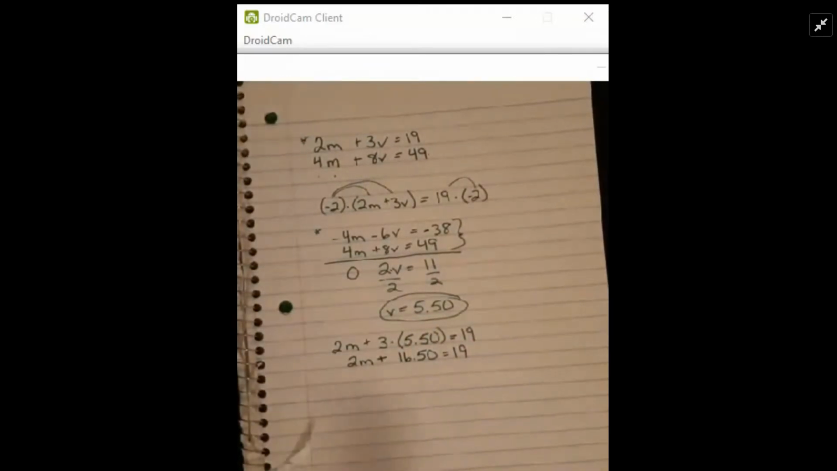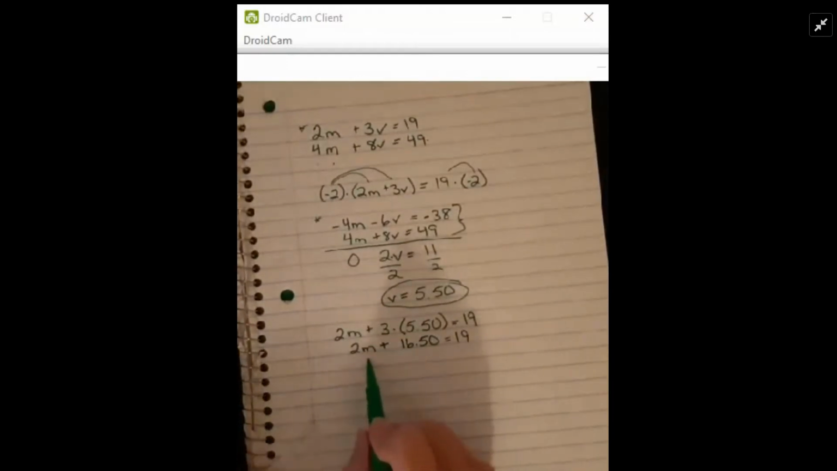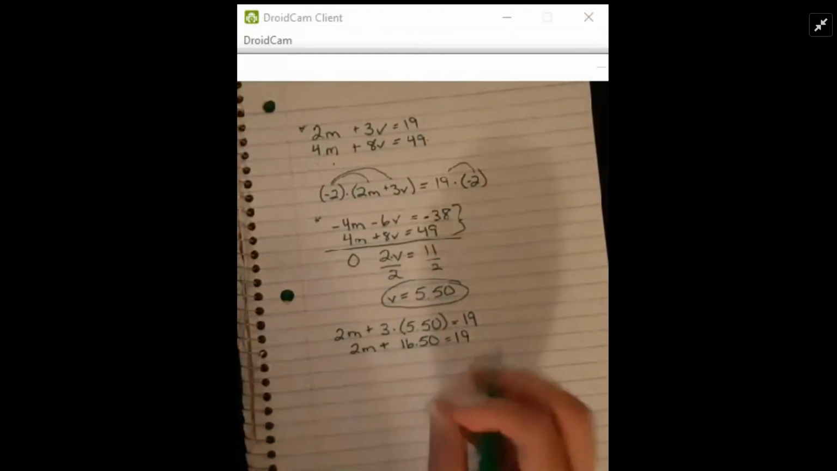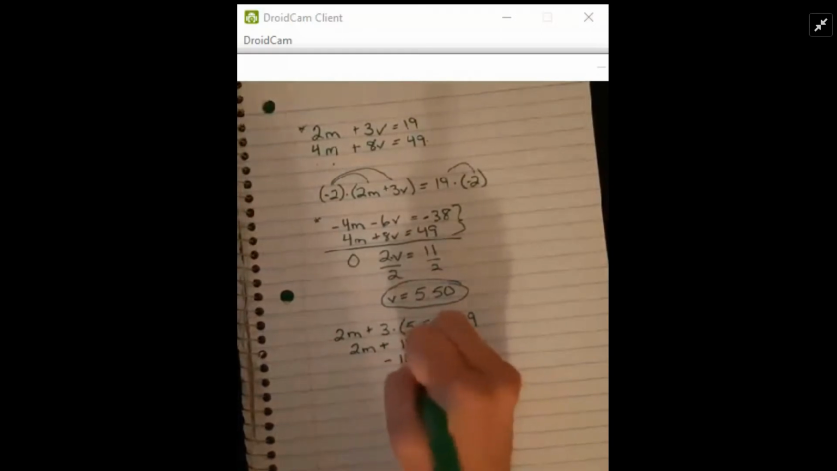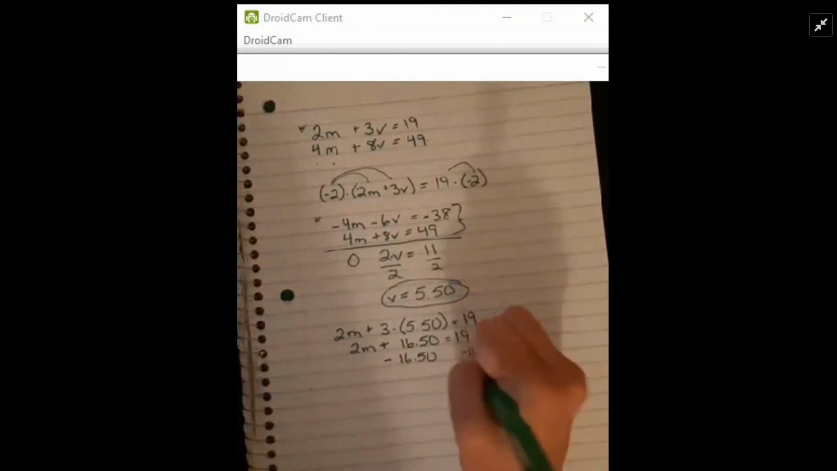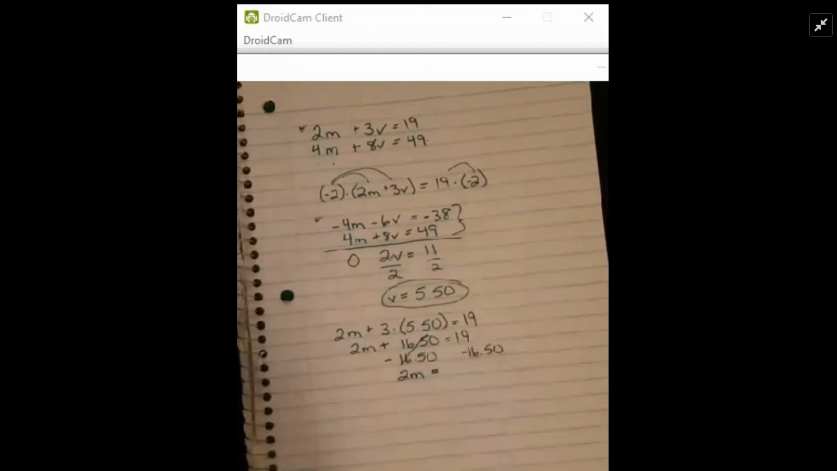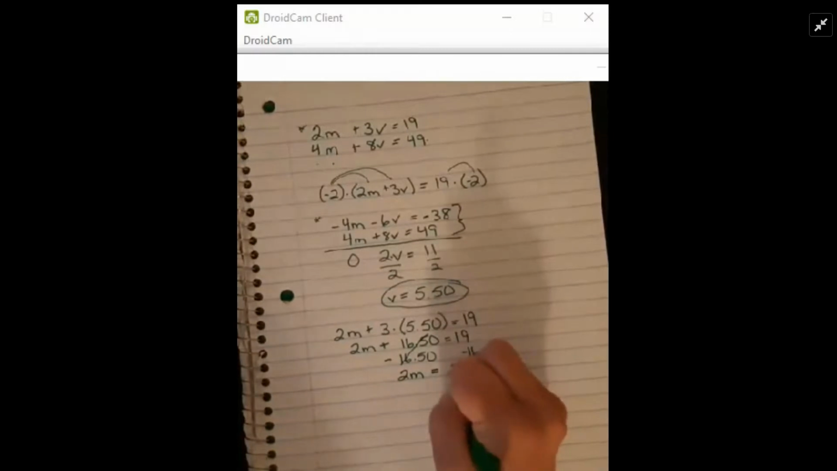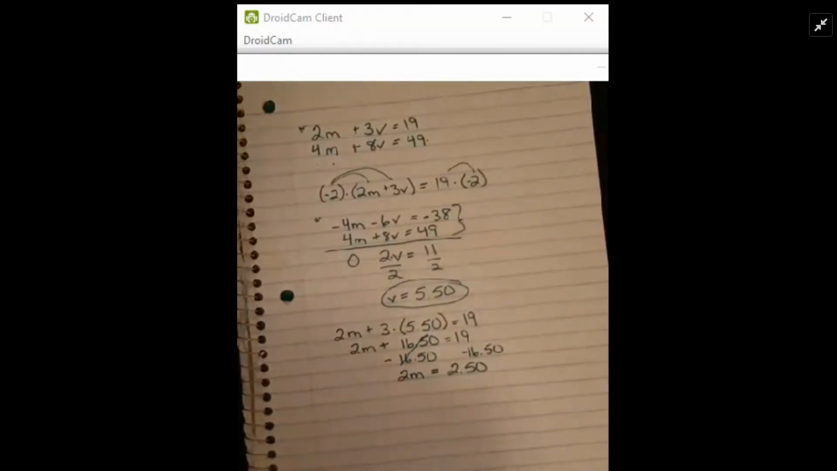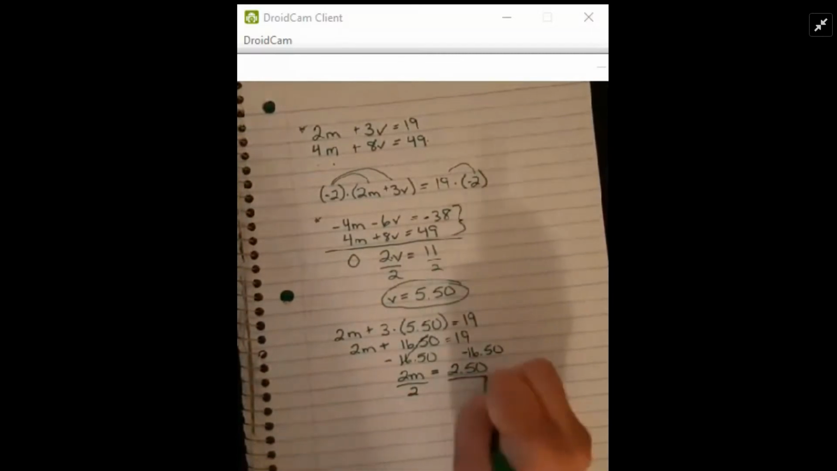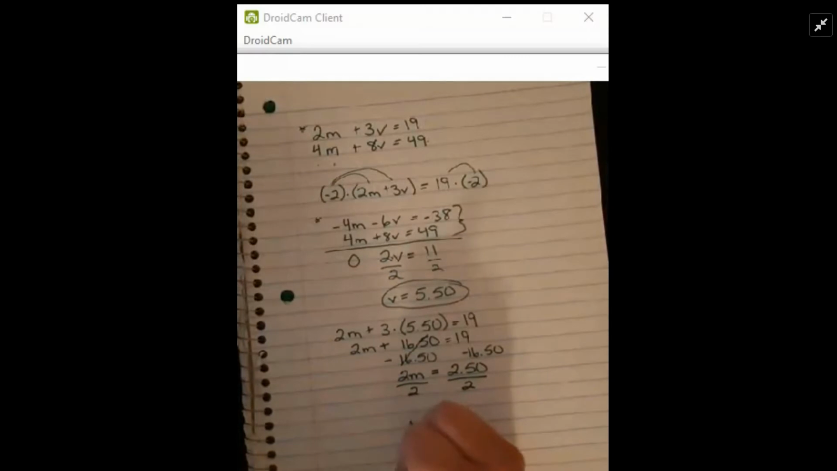And then we simply solve this equation. So how do we get m by itself? We've got to get rid of this plus 16.50, so I'm going to do minus 16.50. If you do it to one side, you've got to do it to the other side. So that's going to leave me with 2m because those go to 0. And that's going to equal 2.50. Now, how do we get rid of a times 2? We divide by 2. Do it to one side, got to do it to the other side. So m equals $1.25.